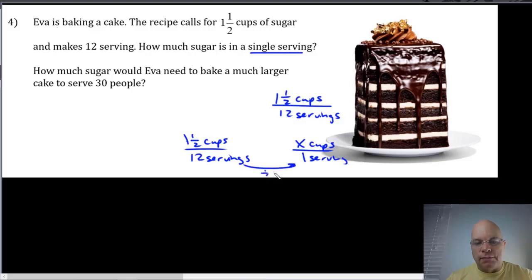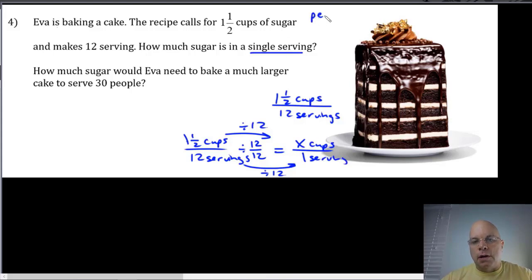12 divided by 12 is 1. So I need to take my 1 1/2 and divide by 12. And all I'm doing there is dividing my rate by 12 twelfths. And dividing by 12 twelfths is the same as dividing by 1. You know that if we divide something by 1, we don't change its value, and that's why these rates would be equivalent. This rate on the right is called the unit rate because it's the number of cups per serving.